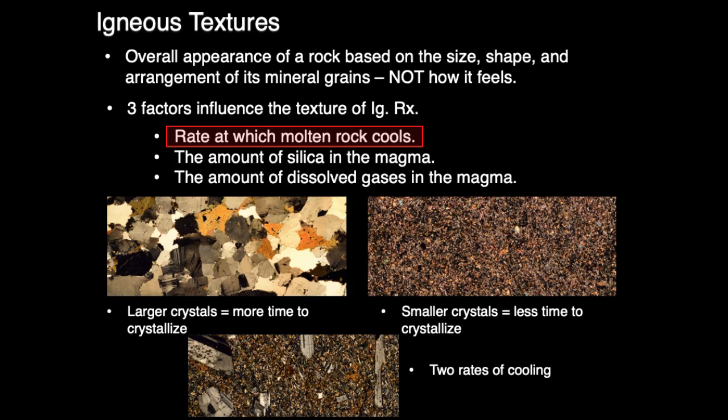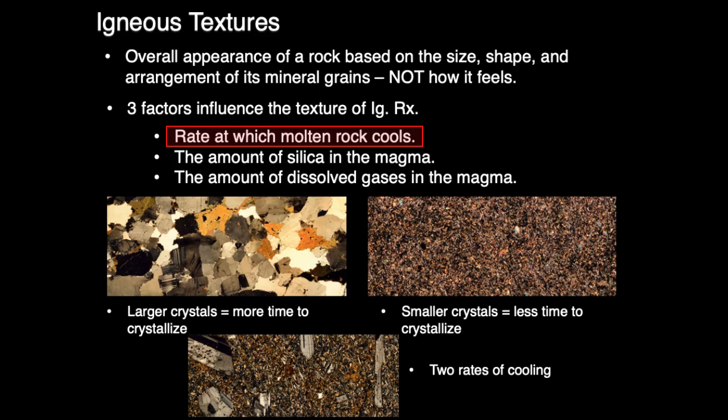So this is the second way in which we classify igneous rocks, which is based on textures. Many inferences related to a rock's origin and history can usually be made on observations of the rock's texture. Overall, its appearance will be based on the size and the shape and the arrangements of the mineral grains that it has, not on how it feels. So texture in geologic terms differs from texture in what we more culturally know as texture. Okay, so texture really relates to the size, the shape, and the arrangement of the mineral grains rather than how it feels.